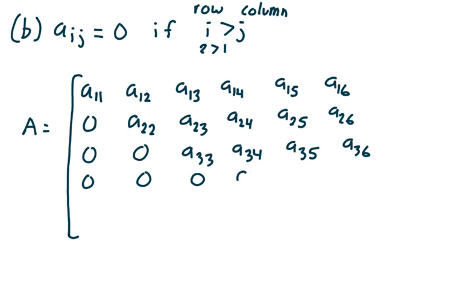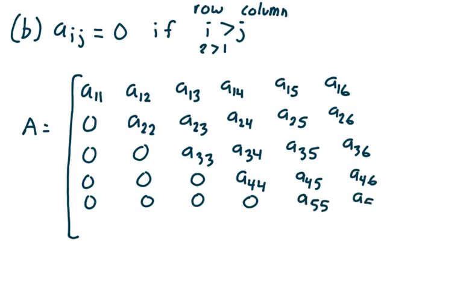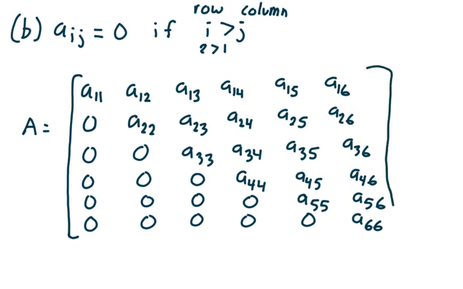And then if you see the pattern here, I'm going to go 0, 0, 0. And then I'm going to go A44, A45, A46. And then it's 0, 0, 0, 0, A55, A56. And then lastly, 0, 0, 0, 0, 0, A66. And that's how we do part B.